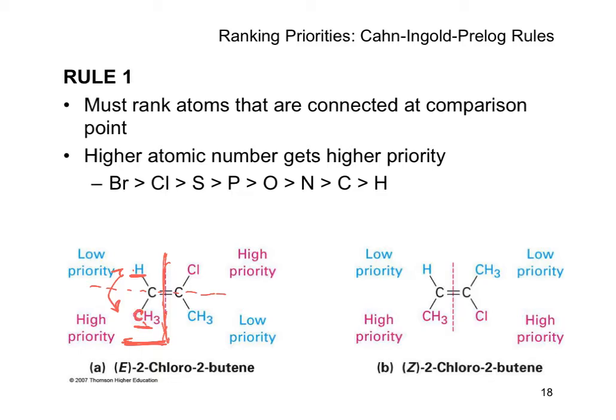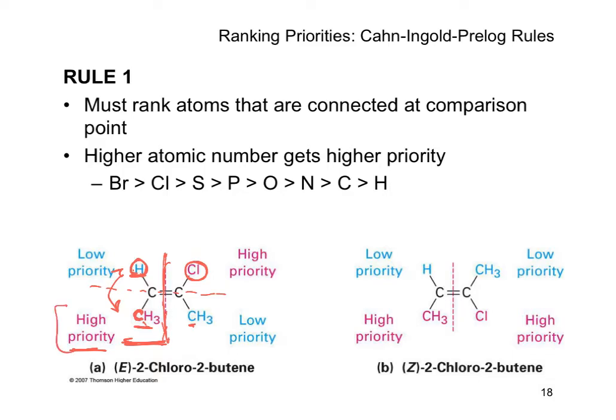So the point of attachment is this carbon. I'm not going to compare the methyl group, but rather the carbon atom. And I'm going to compare that to hydrogen, because remember, atomic numbers are for atoms, not for CH3, right? So I'm comparing carbon to hydrogen. Hydrogen being atomic number Z of 1 and carbon being 6, carbon gets priority. And on the other side, you have Cl versus carbon. So carbon gets the lower priority, Cl wins.